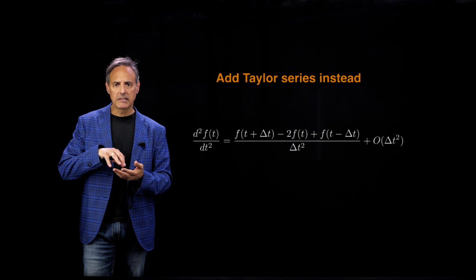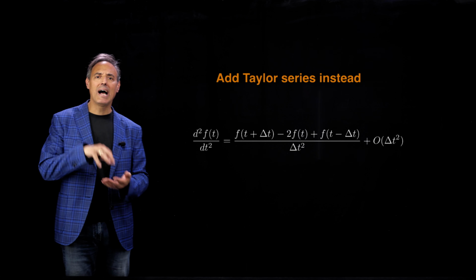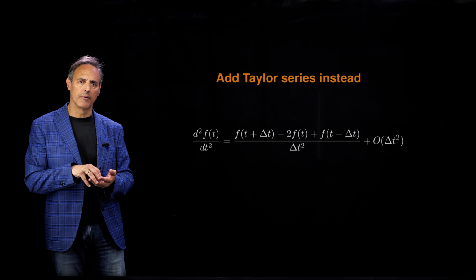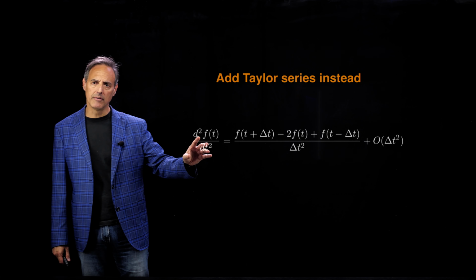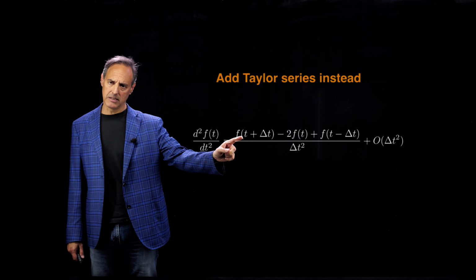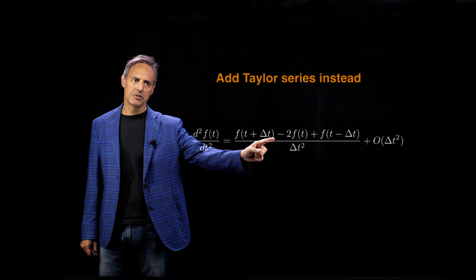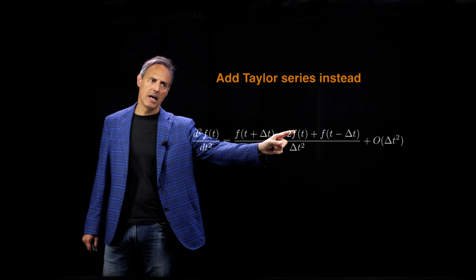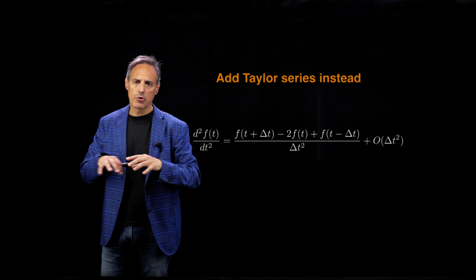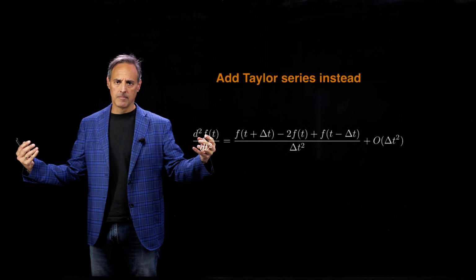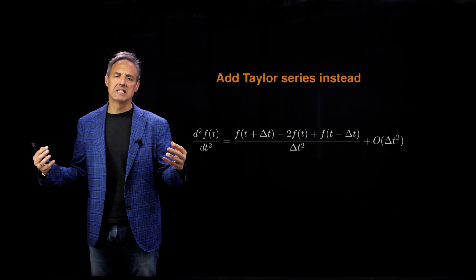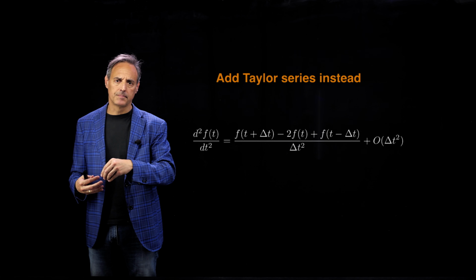So I subtracted them to get the first derivative. I add them to get an estimate of the second derivative. And what the second derivative estimate says is the second derivative is f of t plus delta t minus 2f of t plus f of t minus delta t. So I use 3 points, so myself and 2 neighbors, to compute the second derivative at that point.